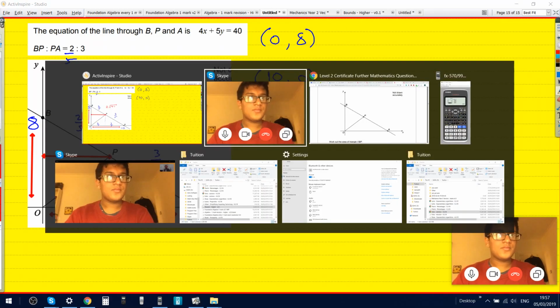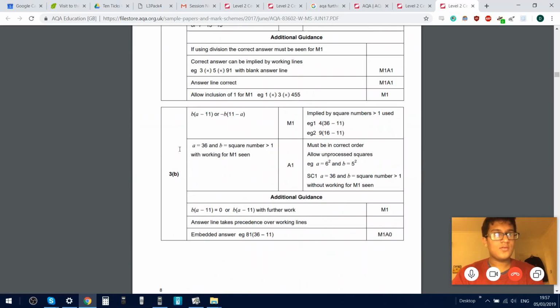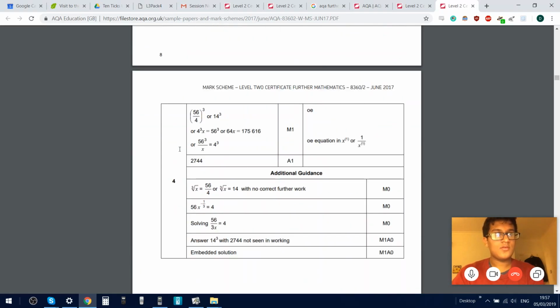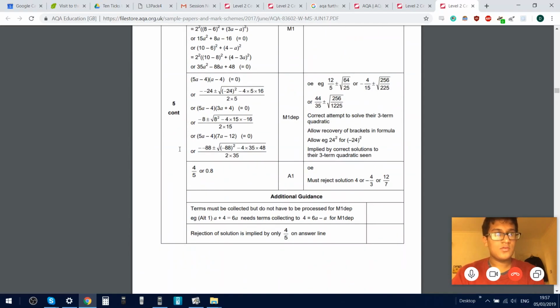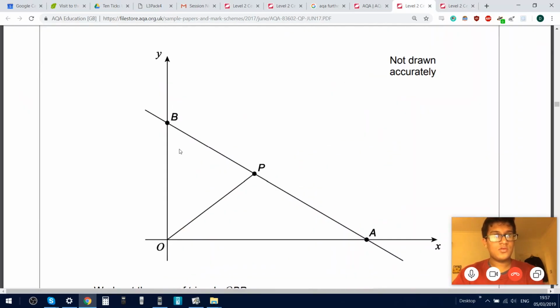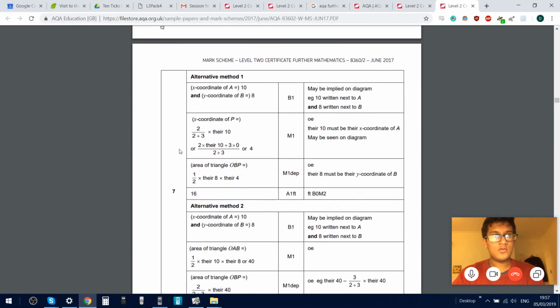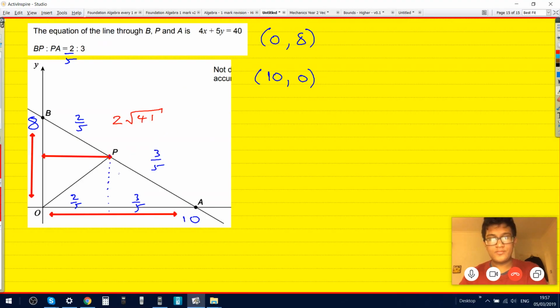Let's take a look. Let's get lucky. What was this one? We did that one. This is question 7. 16. Yep. So it's just, yeah, half times 8 times 2/5 of 10.